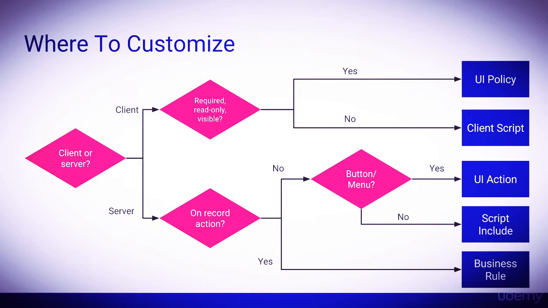If we answered server on the first question, we'll be taken to the question, is it on a record action, such as when a record is inserted or updated. If the answer is yes, a business rule will likely be the best option. If the answer is no, we'll go to the third question. Does it involve a button or menu? If yes, a UI action should be used. If no, a script include will likely be your best bet. Again, this should be used as a rough guide and does not guarantee all answers of where customization should be applied.